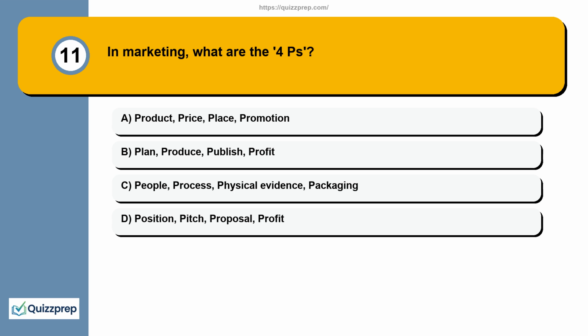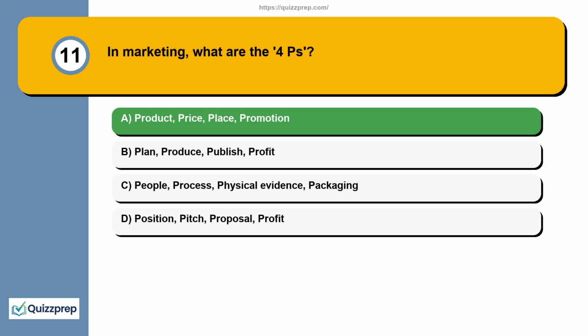Question 11. In marketing, what are the 4 Ps? Here are your options. Option A. Product, price, place, promotion. Option B. Plan, produce, publish, profit. Option C. People, process, physical evidence, packaging. Option D. Position, pitch, proposal, profit.